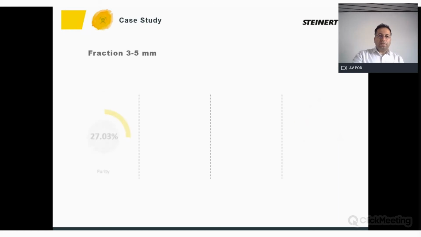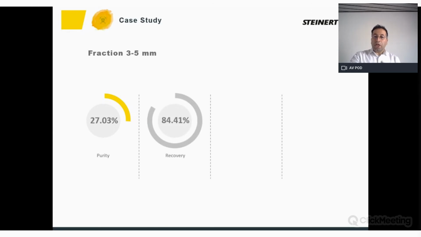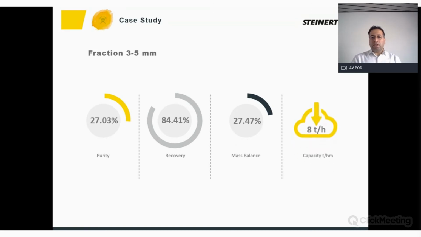Yeah, the results for the second fraction, 3 to 5 millimeter: the purity was a little bit higher, 27.03%. The recovery was very good, higher than the recovery in the fraction 1 to 3 millimeter, 84.41%, and the mass balance was even higher than the final fraction, 27.47%. And the capacity is even higher than the 5 ton we had with 1 to 3 millimeter. Right now we have 8 ton per meter per hour.